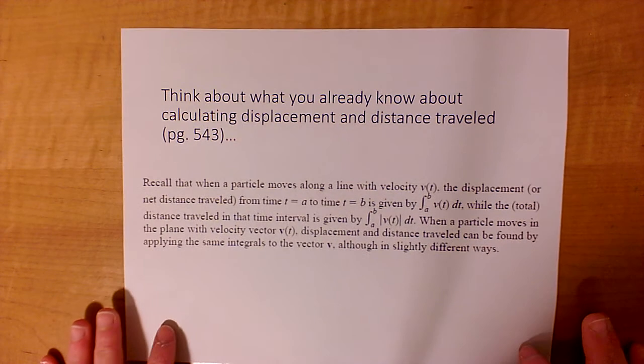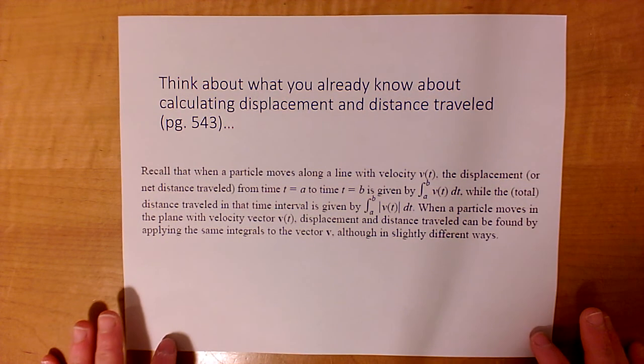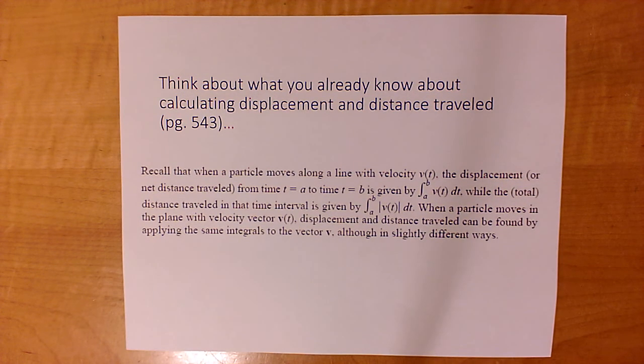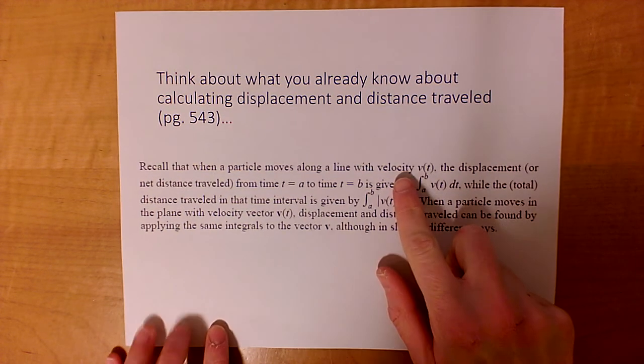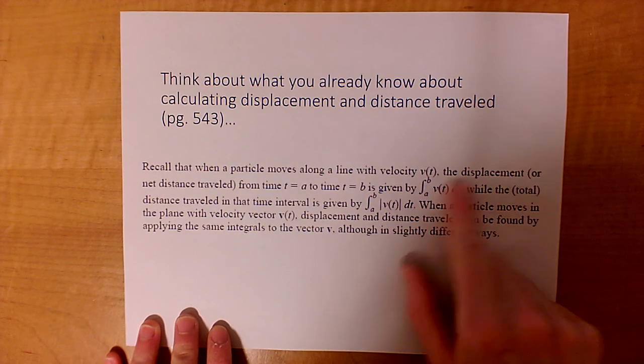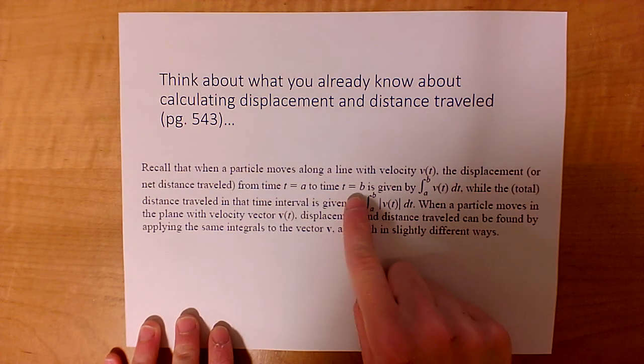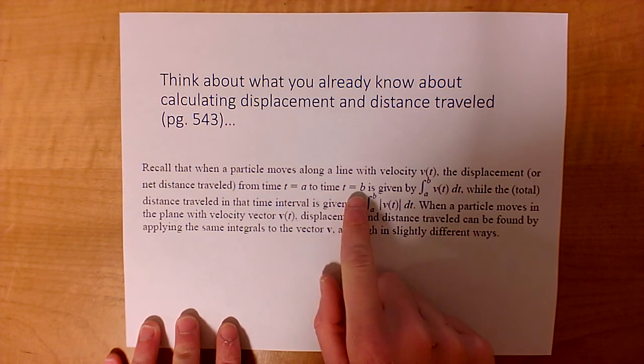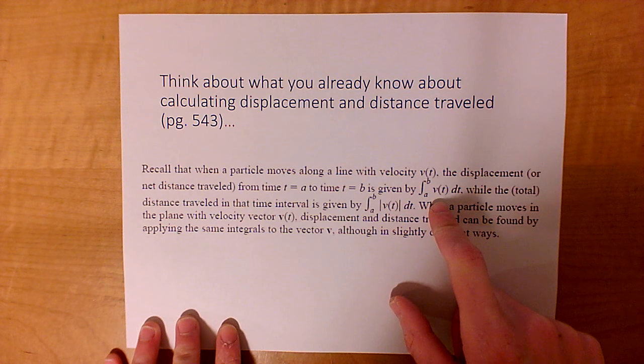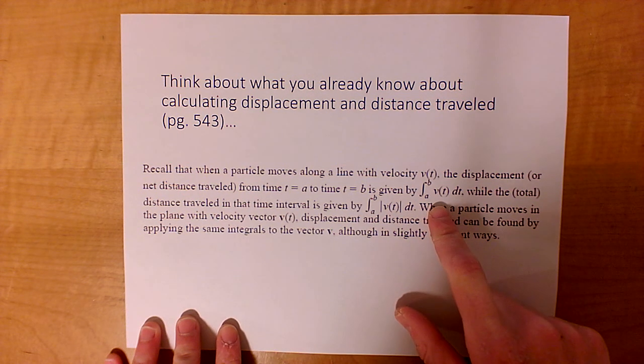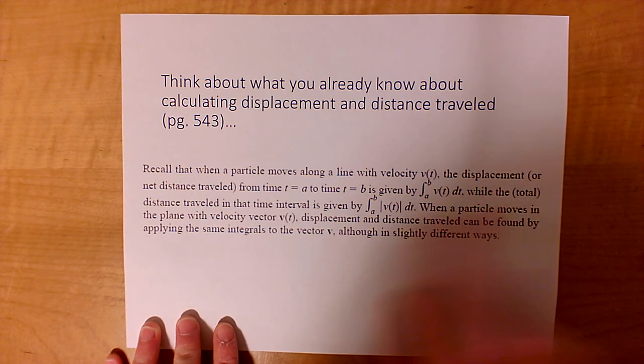The first thing that we want to remember is what we already know about calculating displacement and distance traveled. If you remember, when a particle is moving along a line with its velocity function, the displacement or the net distance traveled between your initial time and your final time is given by the integral of your velocity function. And then the total distance traveled is the absolute value of that integral.